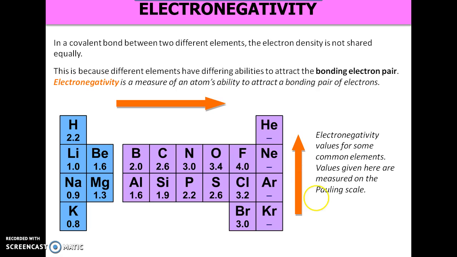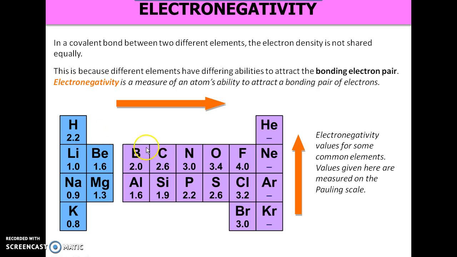But the scale that those numbers are on is the Pauling scale. That's after Linus Pauling, 2 times Nobel Prize winner. Only one in chemistry though, the other one was a Nobel Peace Prize. And you can see that fluorine is the most electronegative element, with an electronegativity value of 4. Other electronegative elements, the nitrogens, oxygens, chlorines, they're grouped around fluorine up here. You can see carbon and hydrogen have a very similar electronegativity of 2.2 and 2.6.